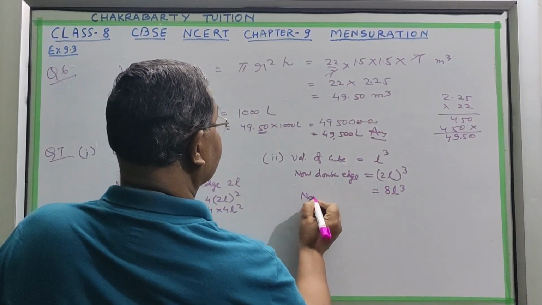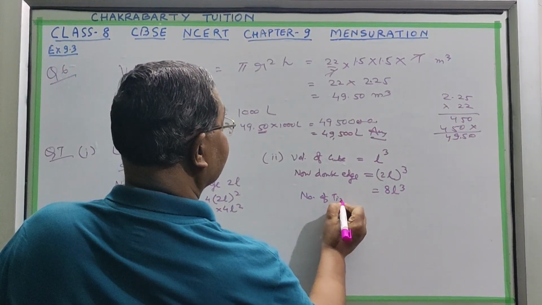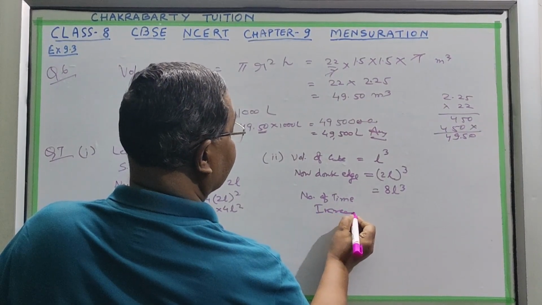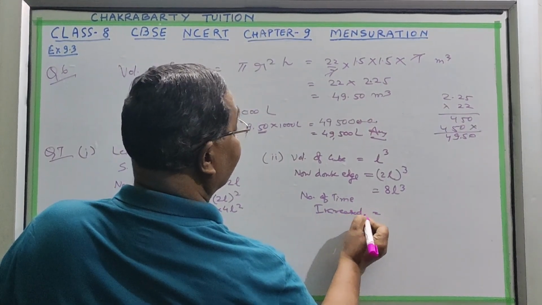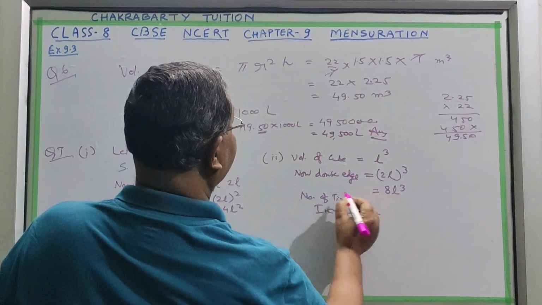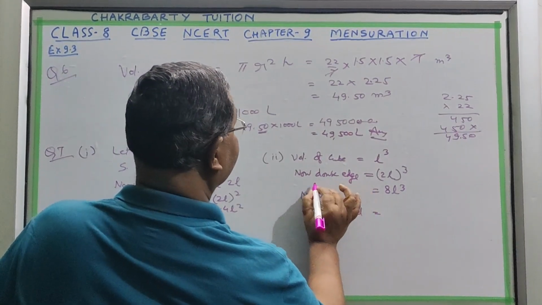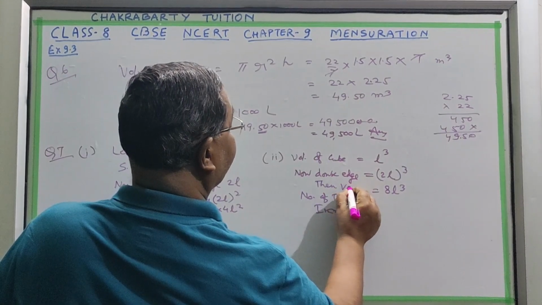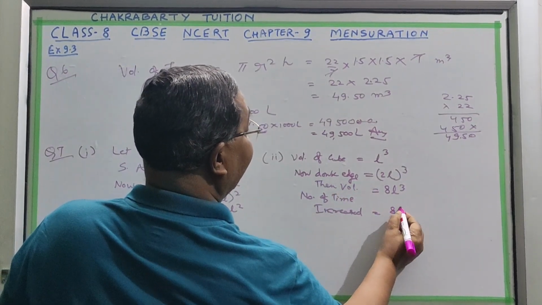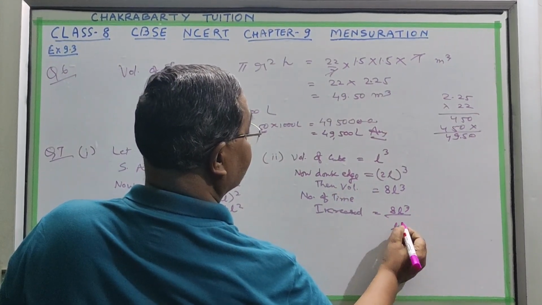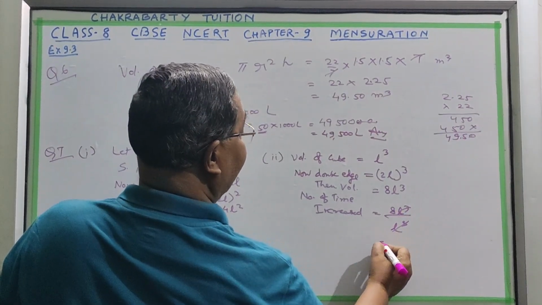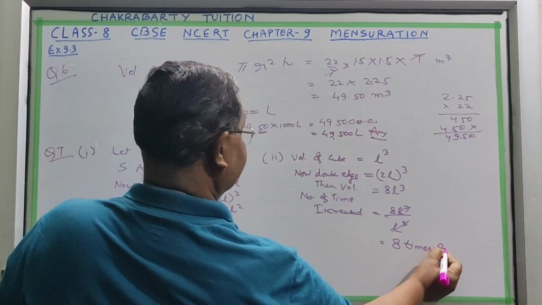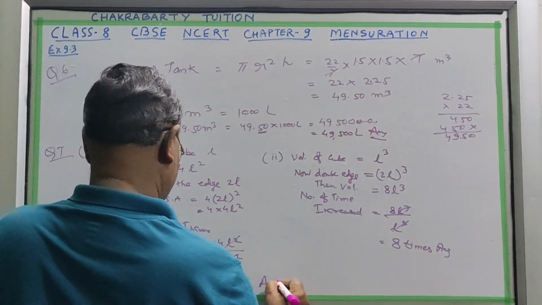Number of times increased is equal to new volume upon old volume. So 8 L cube upon L cube. So this will cancel, and the answer will be 8 times. So this is your second answer, and this is your first answer.